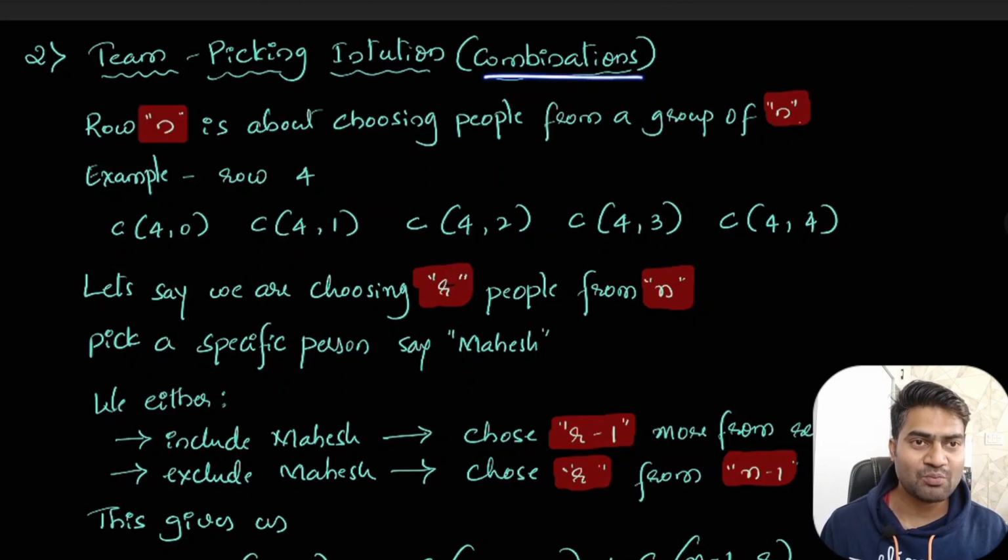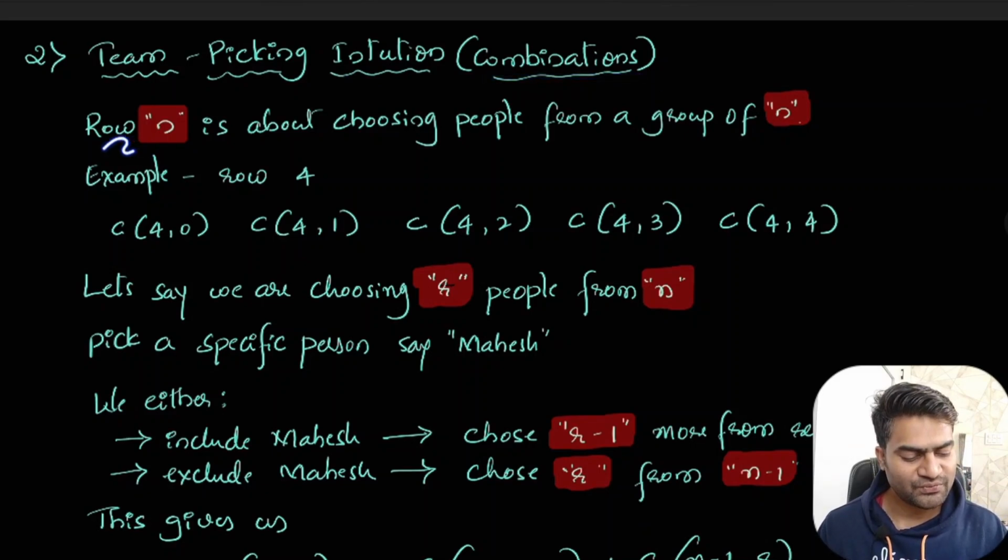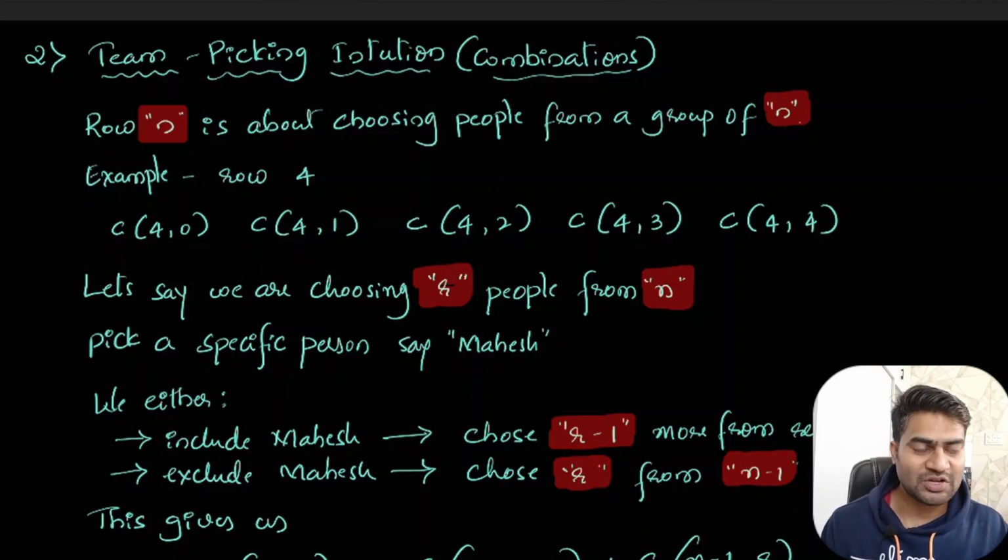So it uses combinations. Now row n is about choosing people from a group of n people. Okay, so assume there are n people in that particular row and you need to pick people. For example in combination, if you want to pick no one, or if you want to pick one, or two, or three, then how do you pick?